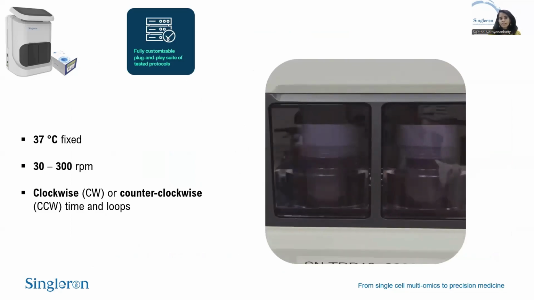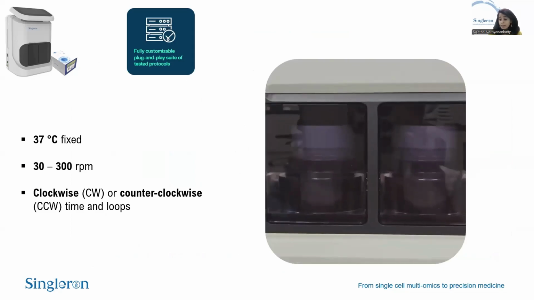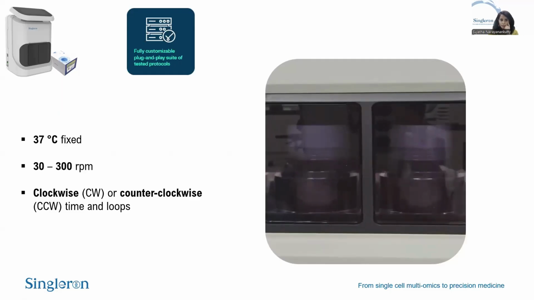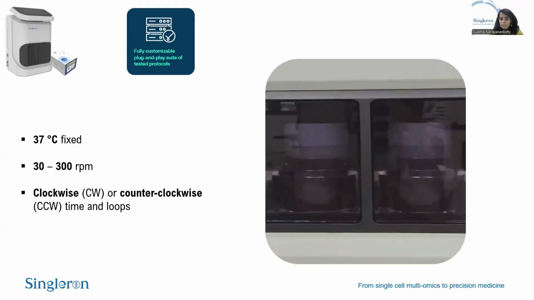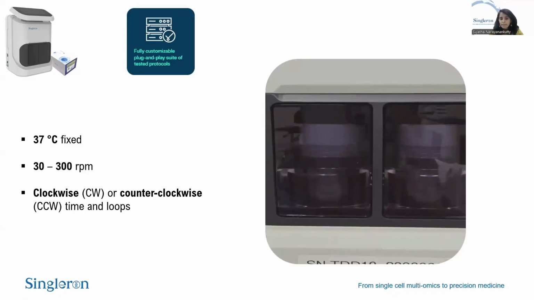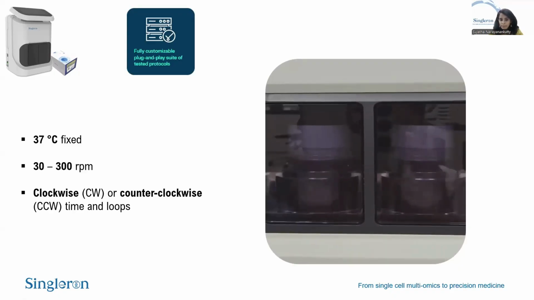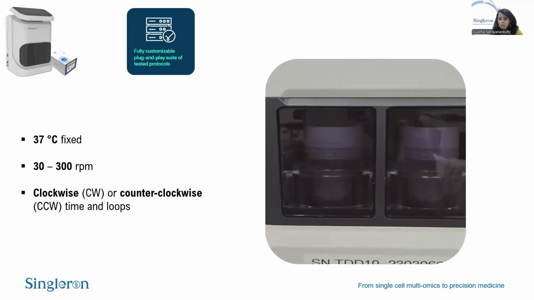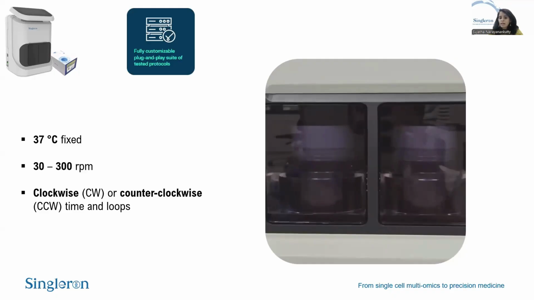We have a fully customizable and plug-and-play set of protocols. The temperature of this instrument is set at 37 degrees for tissue dissociation. It can run between 30 and 300 RPM. And just as you see in the video, it loops counterclockwise and clockwise to mechanically dissociate your sample.